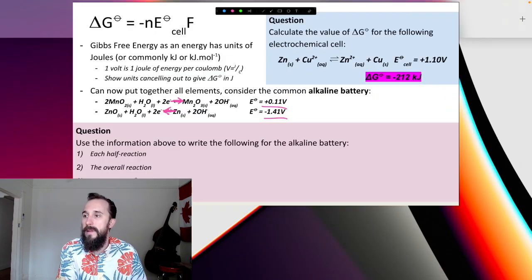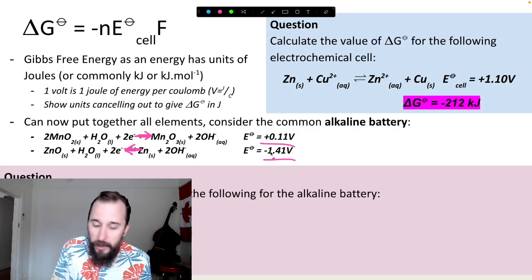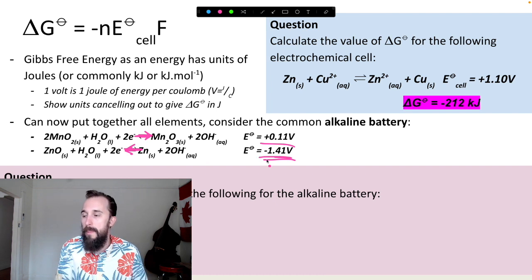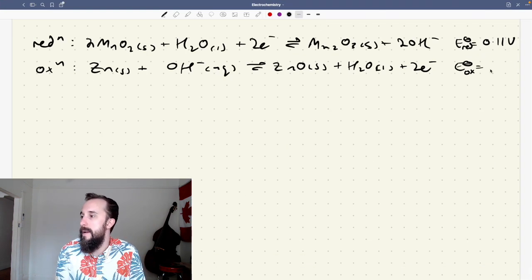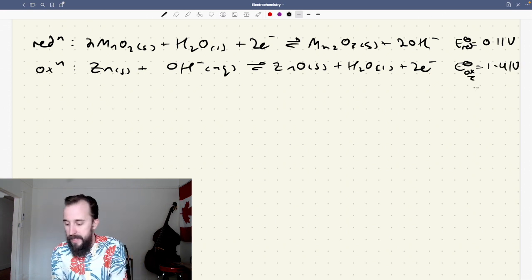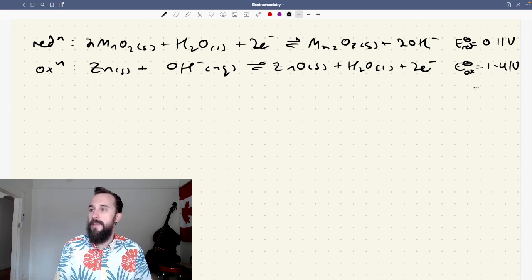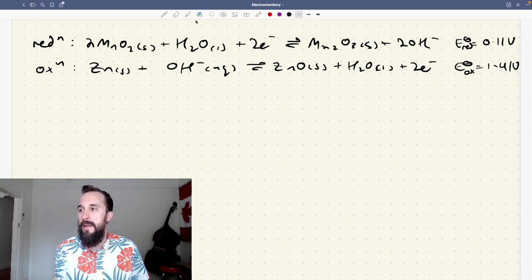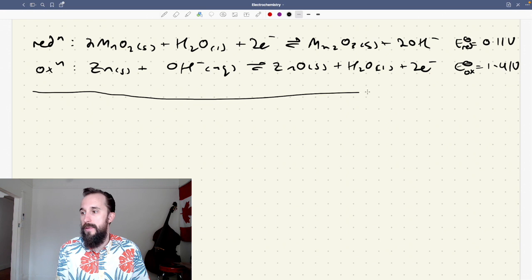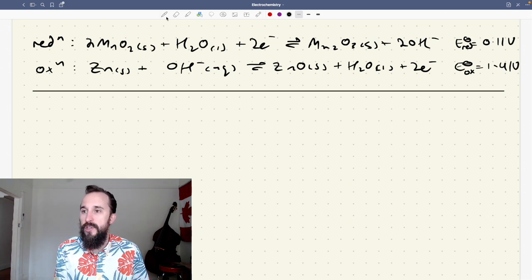So let's go ahead and flip our sign in that reverse direction. We've got to go from a minus 1.41, and that's going to become a plus 1.41, because we're now talking about the oxidation potential. So there are our 2 half reactions. Let's go ahead and do an overall reaction now.